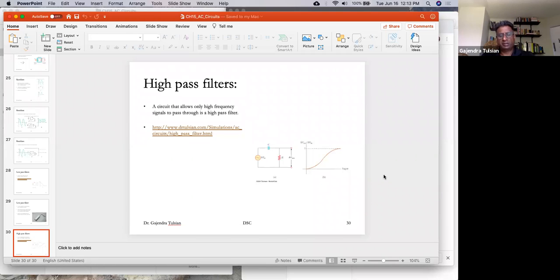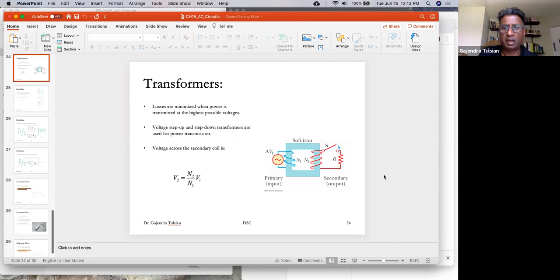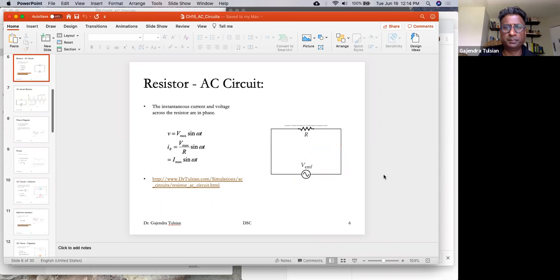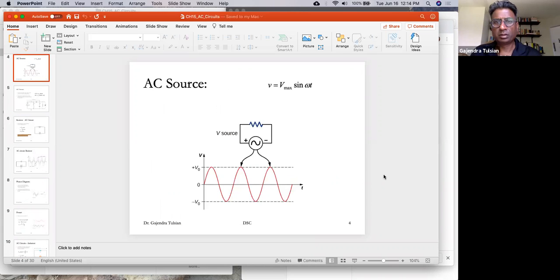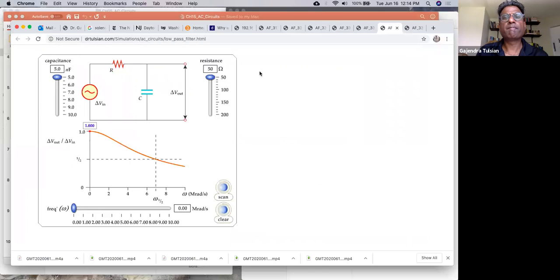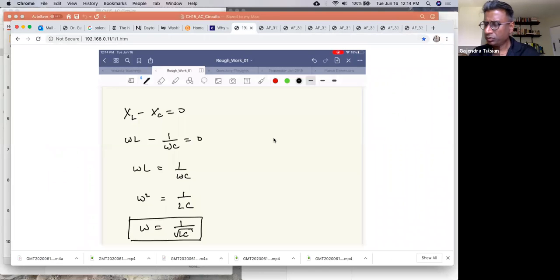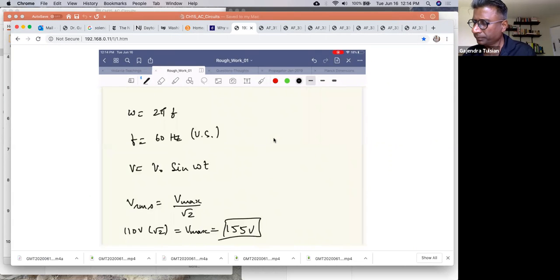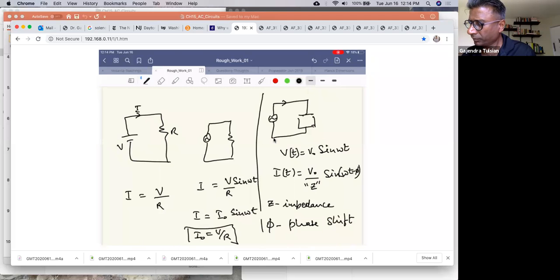All right, guys, that covers this chapter. So what I'm going to do is briefly summarize the chapter again, and then open the floor for questions. What we were interested in was the following. We were going to connect an AC source to a circuit.